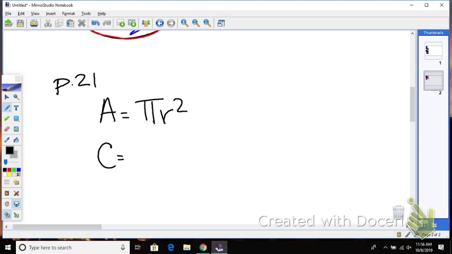So you're going to take the radius of the circle and you're going to square it and then multiply it by 3.14. And then the circumference is 2 times pi r. 2 pi r.